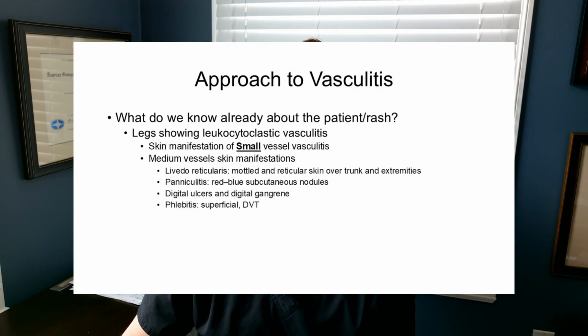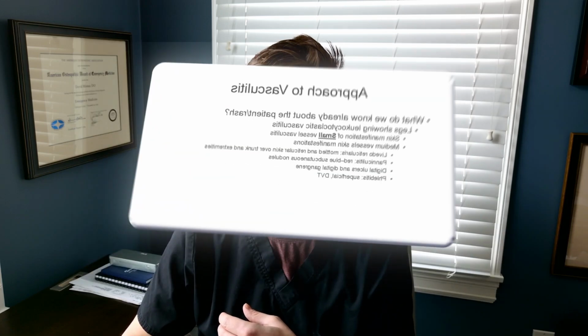So what do we already know about this patient? It's a 52-year-old male that has leukocytoclastic vasculitis. So leukocytoclastic vasculitis is associated more with small vessel vasculitides. Medium vessel vasculitides are associated with a myriad of other skin findings. This would be things like livedo reticularis, things like panniculitis, digital ulcers or digital gangrene on the fingers or the toes, and then things like phlebitis, and this could be superficial phlebitis or something more severe like a deep venous thrombosis.